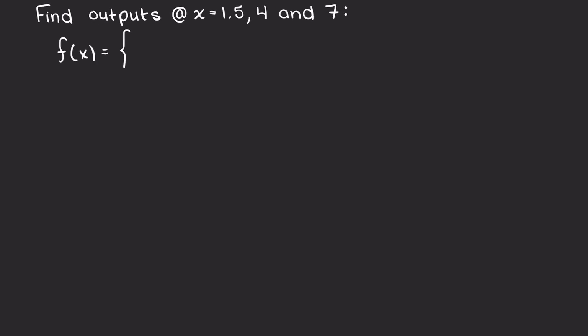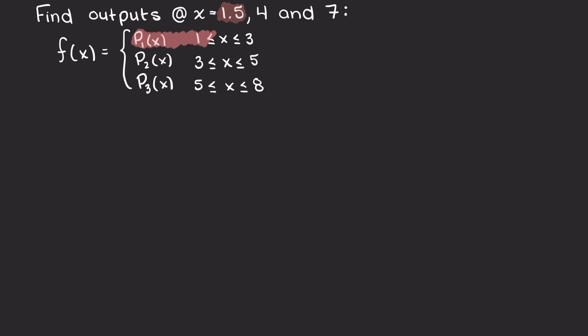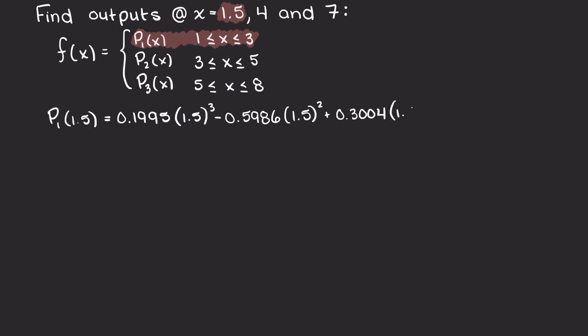Now, back to our blackboard, we can now solve the second question we are being asked. We were asked to evaluate the interpolating polynomials at inputs of 1.5, 4, and 7. Quickly, I'm just going to write out our polynomials and their respective domains. For an input of 1.5, we are going to be using our first interpolating polynomial based on our domains.